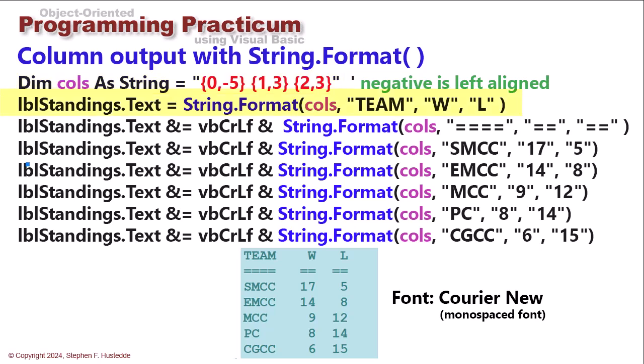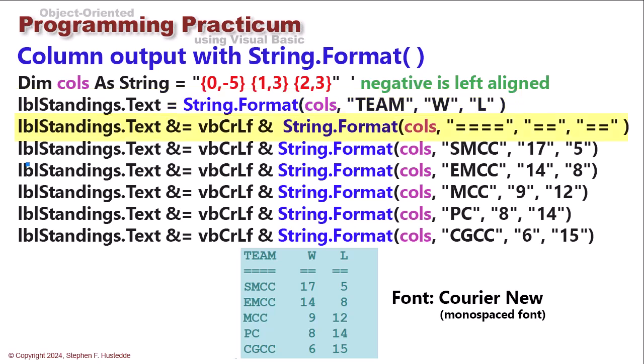Then we can create some standings for a sports league, and to use the string format to create columns, we simply set our text equal to string.format. The formatting string, in this case COLS, and I could use the literal string there as well, and then comma separated the items I want to put in each column. So column 0 is going to be team, column 1 is the character W, and column 2 is the character L. That's going to be my team wins and losses.